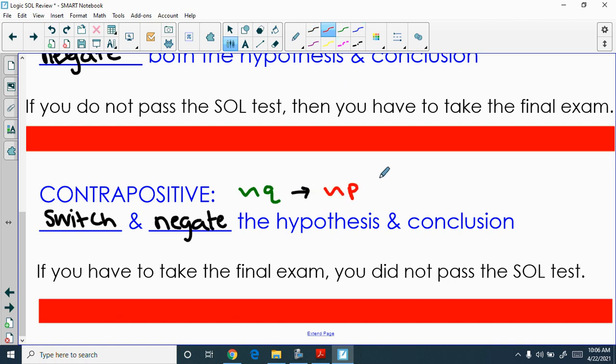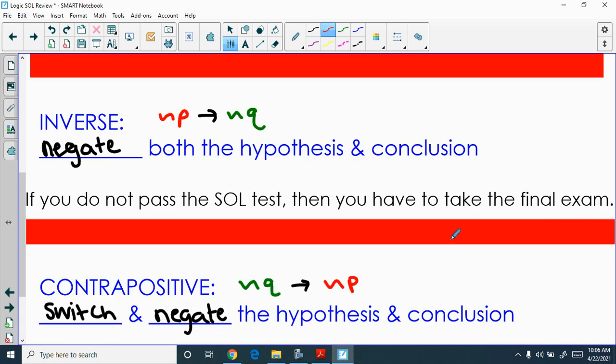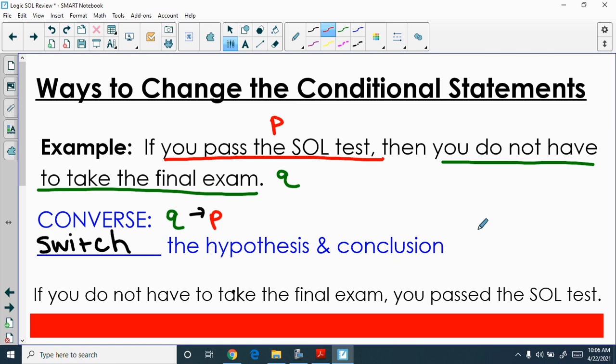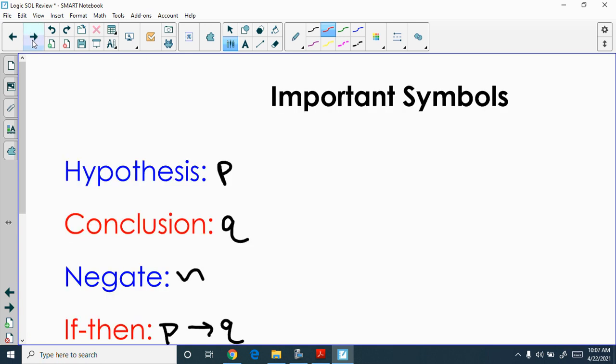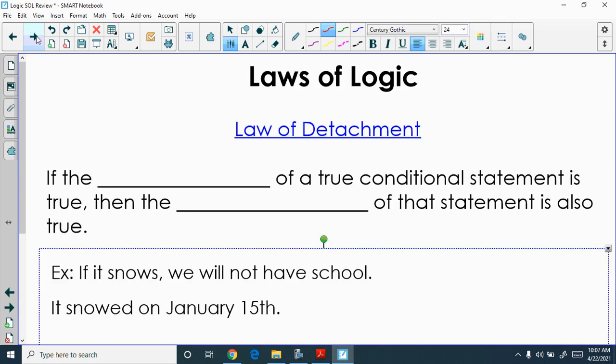Now this is where I want to just put in a tidbit about what the biconditional is. The biconditional is an if and only if statement, and it's only going to be true when both the inverse and the converse statement are true. So when we make an if and only if statement, we would say, you passed the SOL test if and only if you did not have to take the final exam. So that is the biconditional. Again, if and only if lets you know that it's biconditional.